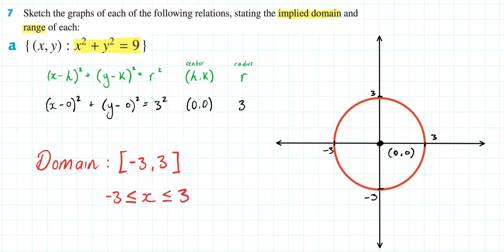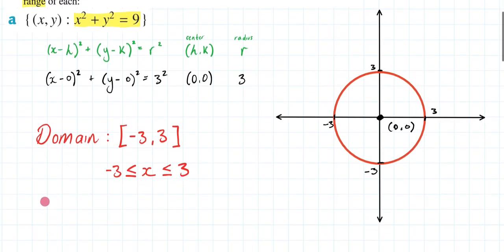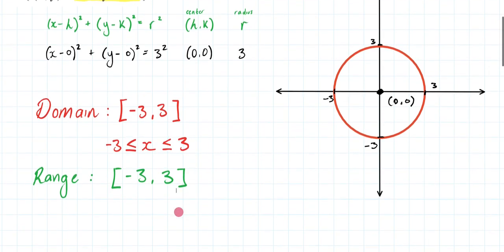So too, when we come to write our range, so let me scroll down a bit. When we come to write down what our range is, my range is going to be all my y values. So that is going to start at negative 3 and go all the way up to 3. So again, I could write it this way. Or if I wanted to, I could write it like this. Negative 3 is less than or equal to y is less than or equal to 3.